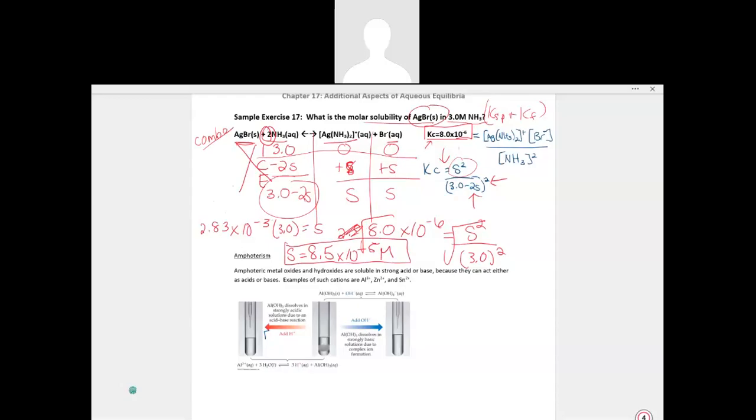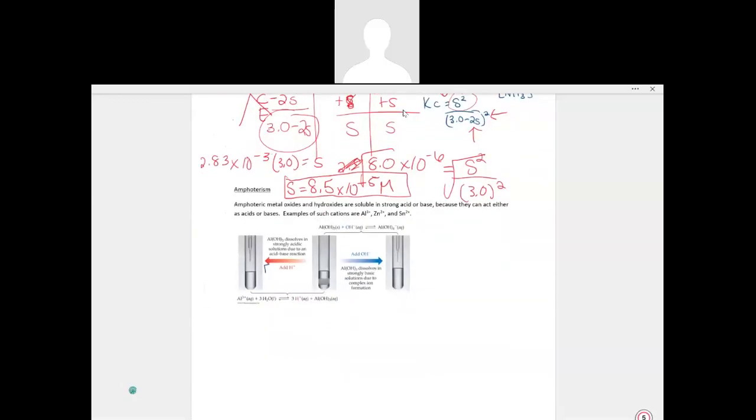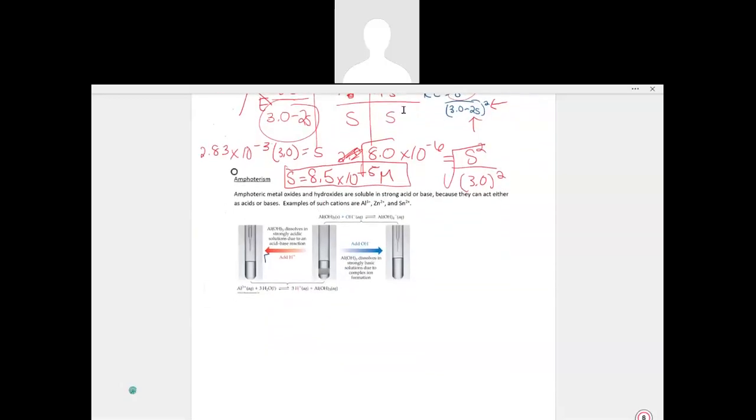There's one other thing that I wanted to talk about in this video, this concept of amphoterism. When we have these compounds that are referred to as amphoteric, those can act as acids or bases. So the solubility of these can be increased by putting them in acidic or basic solution.